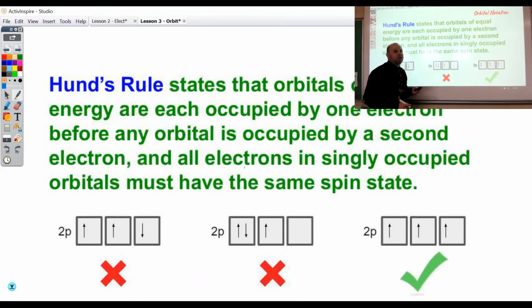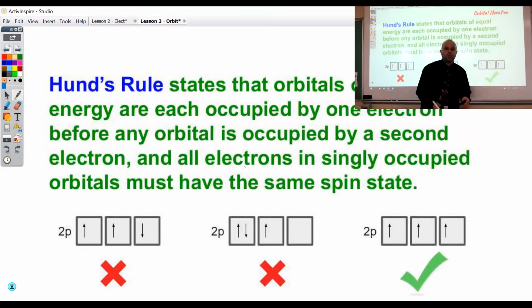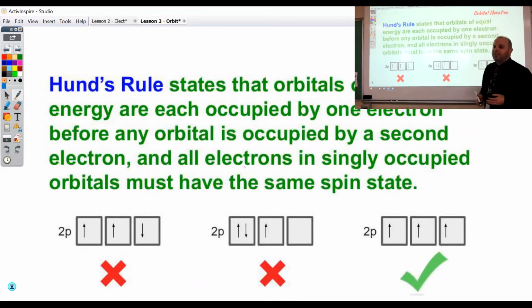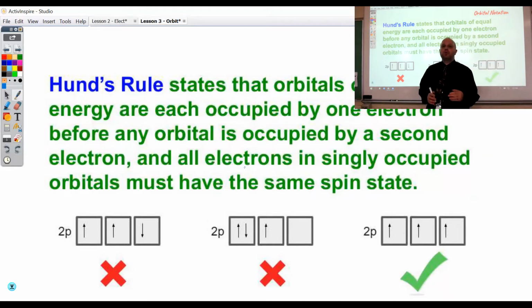The second rule that we're going to talk about is called Hund's rule. Now, Hund's rule states that orbitals of equal energy are each occupied by 1 electron before any orbital is occupied by a second electron. And all electrons that appear in an orbital with just 1 must be pointed in the same direction.